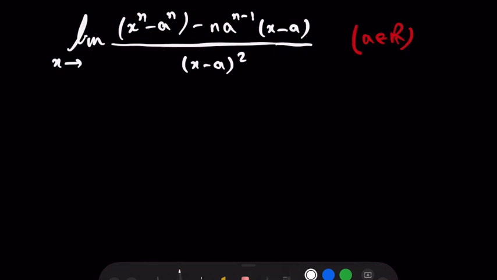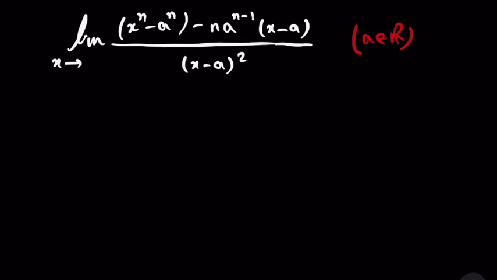In this video, I'm going to solve this limit where we know a is a real number. Okay, to solve this question, we need an algebraic identity. First, we write this identity because we're going to use it several times in the solution of this limit.